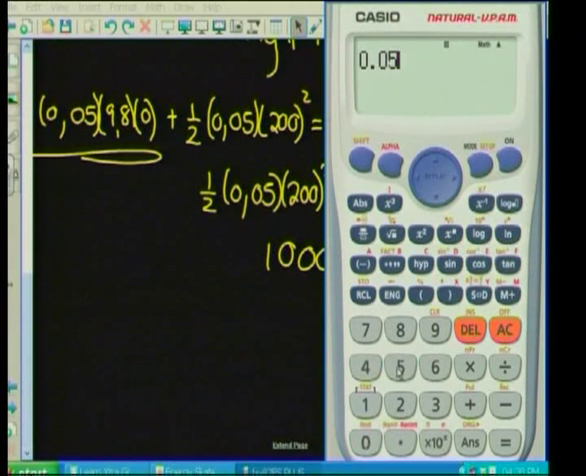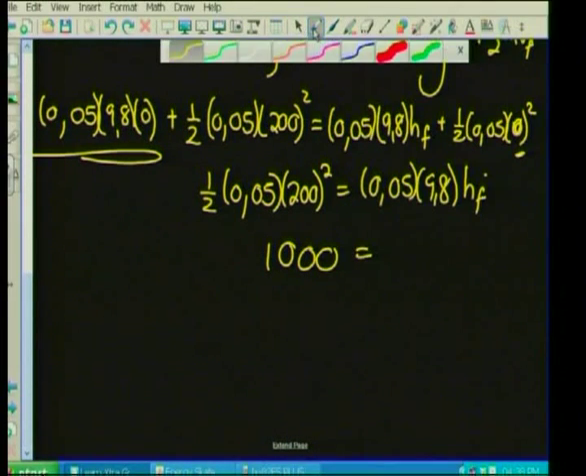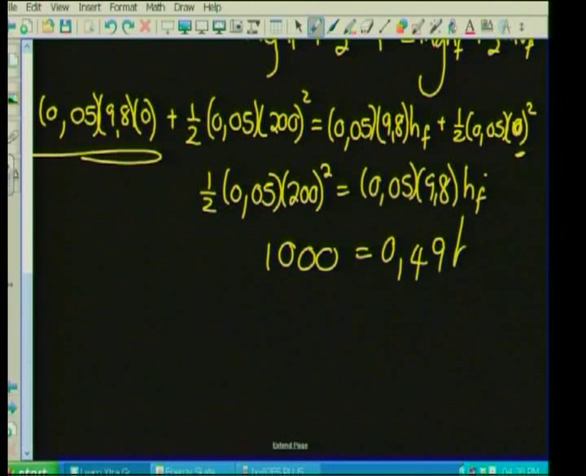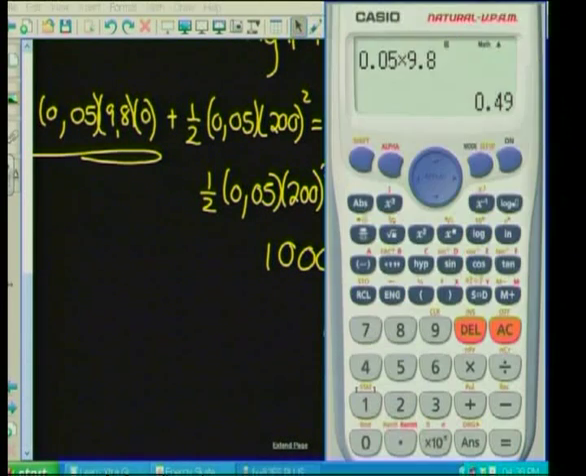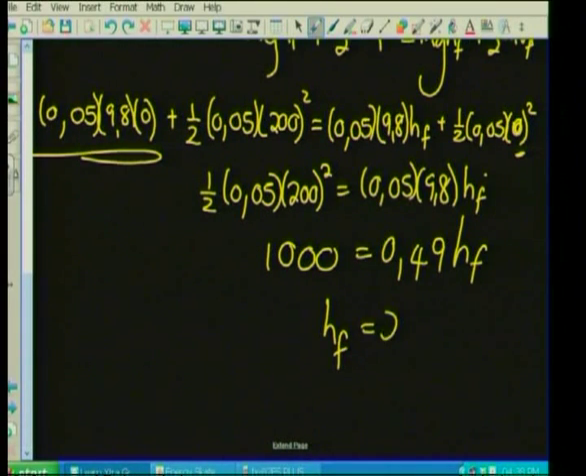So I've got 0.05 times 9.8. There we go, 0.49 h_f. So now to get h on its own, which is actually what we're looking for, I need to take my 1,000 and divide by 0.49. Let's do that again. And we get 2040.81 meters. That means, grade 9s, grade 10s, it goes 2 kilometers up in the air.